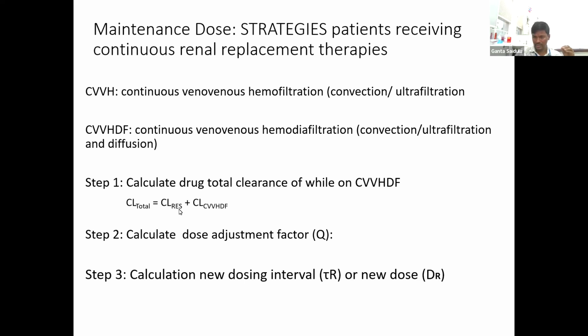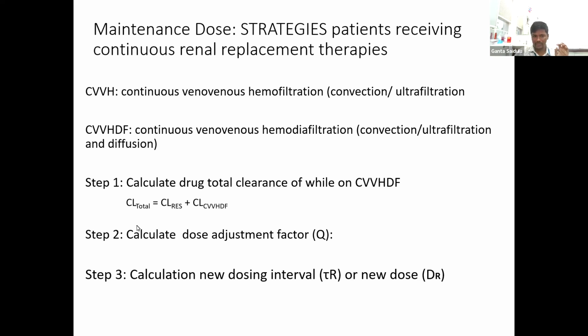When you're doing CRRT, you need to know the residual clearance of the particular antibiotic after completing the CRRT. Some patients have some creatinine clearance, some patients have some urine output, and that is called the residual clearance. Some antibiotics are excreted in that residual urine also, so you need to calculate the residual creatinine clearance. And you need to calculate how much of the antibiotic is cleared by the CRRT procedure.